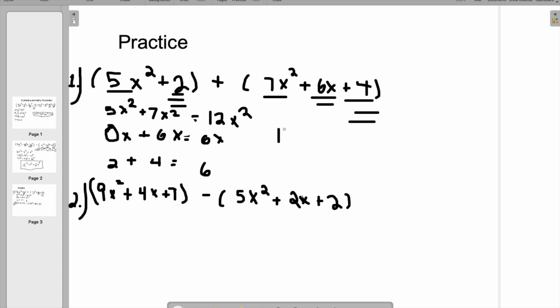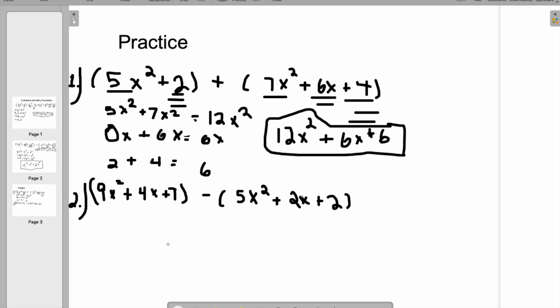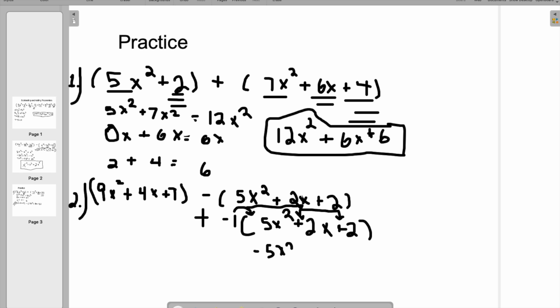And we're just going to combine all the answers we got. So 12x squared plus 6x plus 6. And that is our answer. Okay, so for the next problem, we're going to be subtracting again. And you always want to keep in mind that we need to bring over the minus sign. So you can also rewrite it as plus -1 times what we're doing. So then I'm going to write an arrow to show. You always want to multiply -1 to the first term, second term, and the third term. So if you figure it out, it's -5x squared minus 2x minus 2.